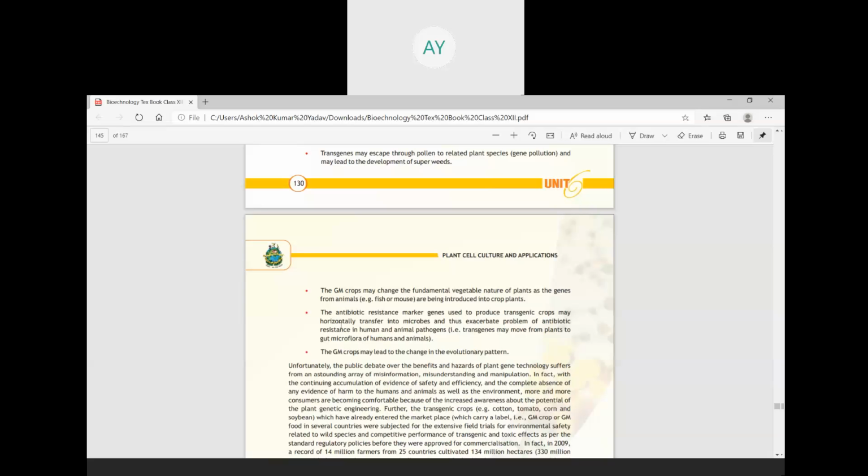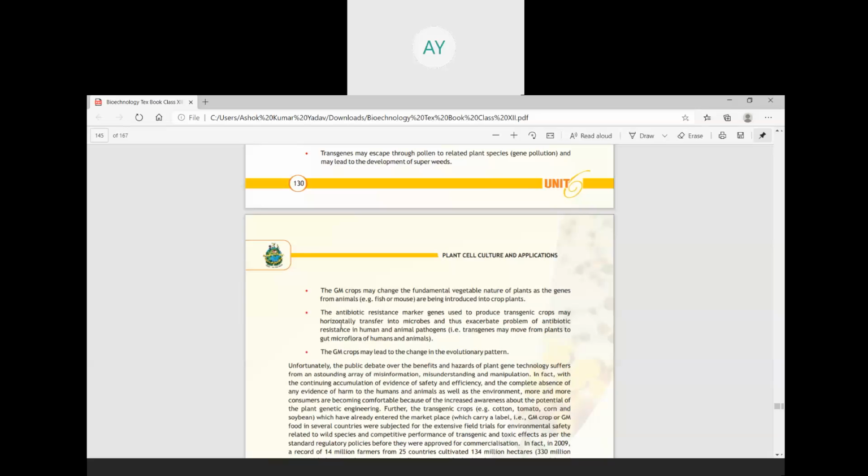So a transgene may be moved from plant to the gut microflora of humans and animals. Suppose there is an antibiotic resistant gene already present in the plants in the case of an antibiotic transgenic plant, and somehow this gene is transferred into microbes, and the same microbes affect humans. What happens? The gene will create resistance in that microbe, and there is no effect of the antibiotic on the human for killing that microbe. In the case of animals also. So this is the negative aspect.